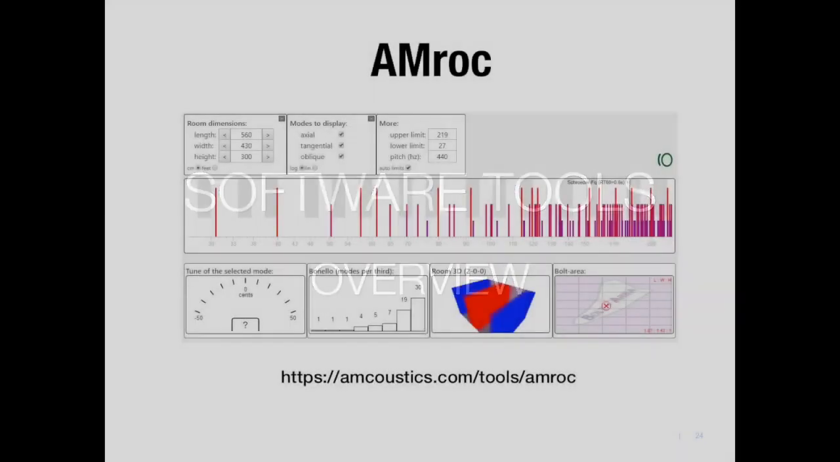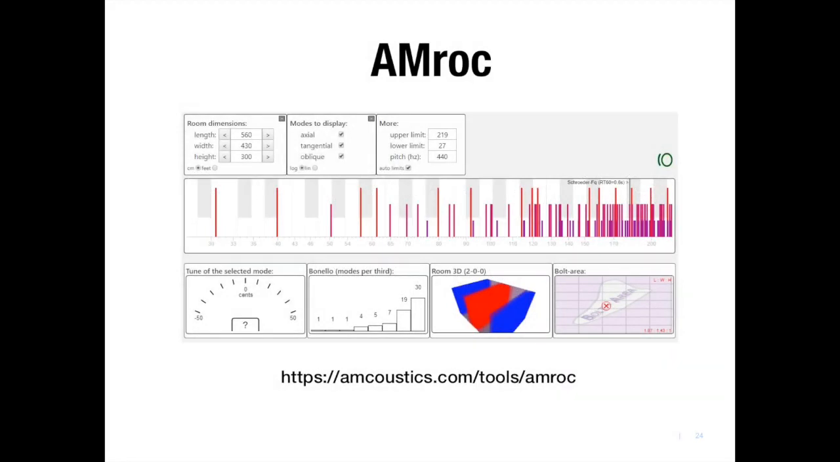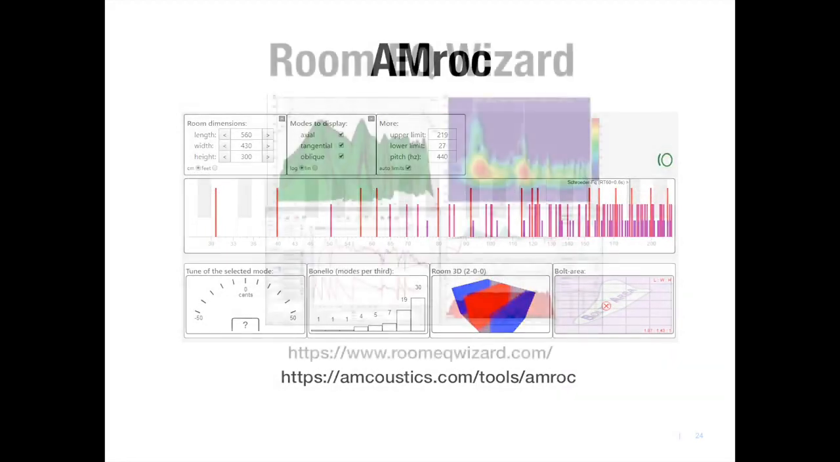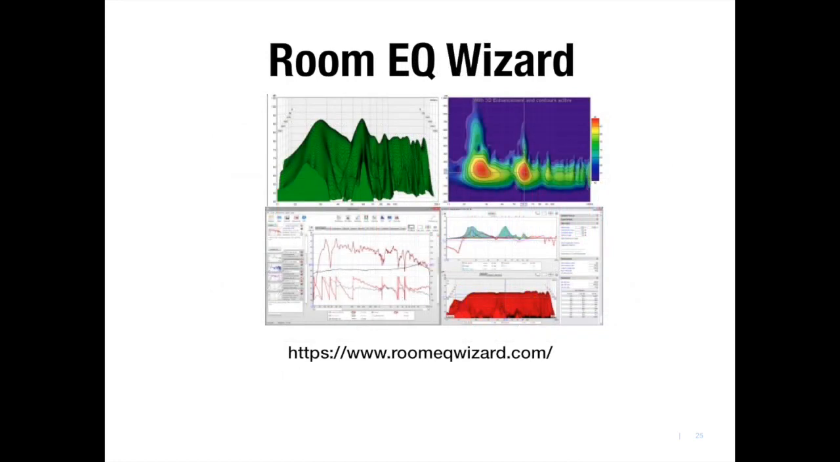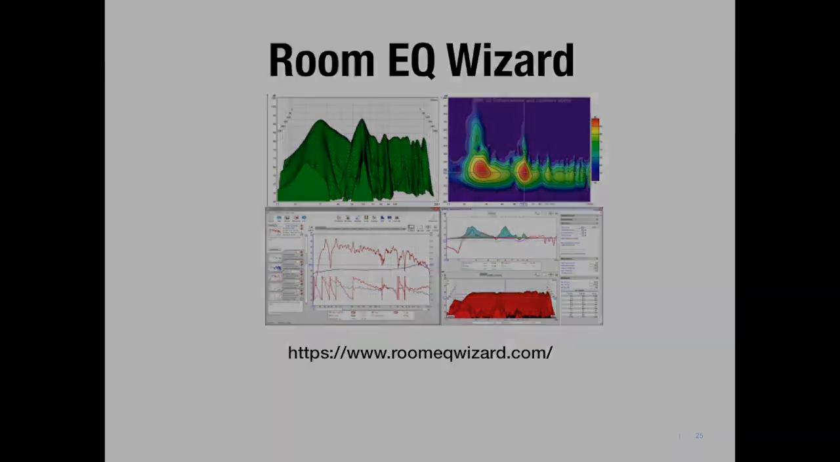So now let's talk about the 2 software analysis tools that we'll be using today. The first one is AmRock. It comes from a company called Amcoustics. You can find it on the web. The second software package we'll be using is REW, or Room EQ Wizard. It's an analysis tool, but it also allows us additional functionality to sweep the room with frequencies, record those tone sweeps, and then plot them on a graph.